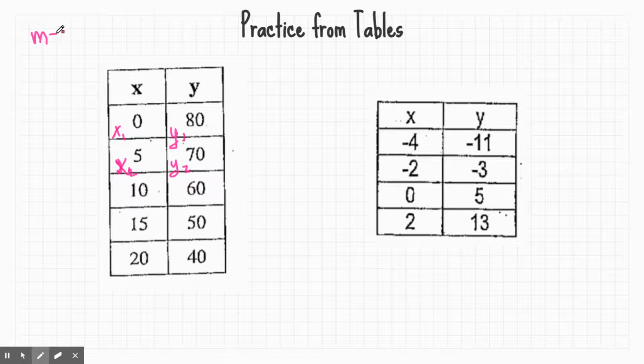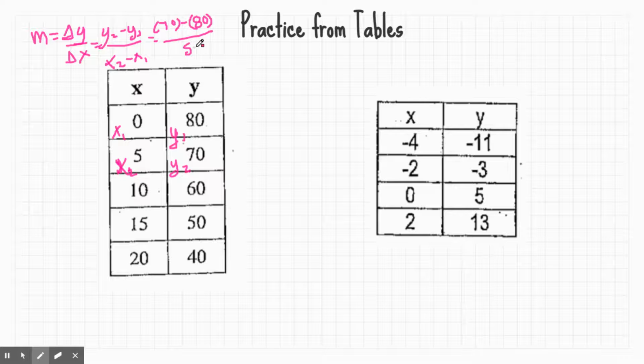So remember, slope is m equals the change in y over the change in x, or rise over run. And we know that to be y2 minus y1 over x2 minus x1. So let's go ahead and plug those in. So I'm going to do 70 minus 80 over 5 minus 0. Okay, 70 minus 80 is negative 10, because if I have $70 but I owe you 80, I'm still owing you $10. 5 minus 0 is 5. 5 goes into negative 10 2 times, so my slope for this one is going to be negative 2.